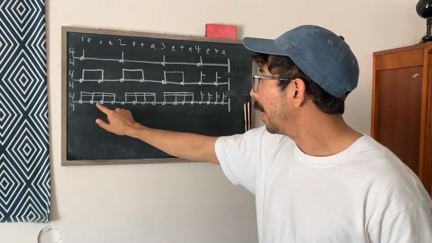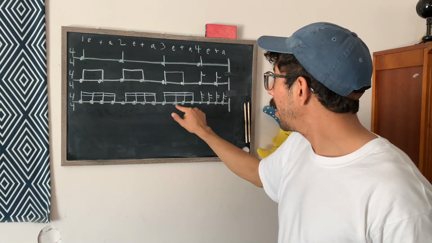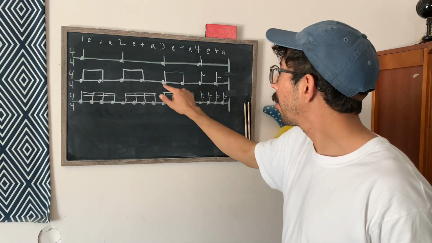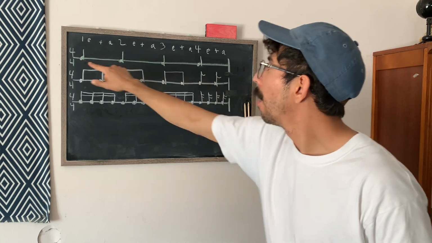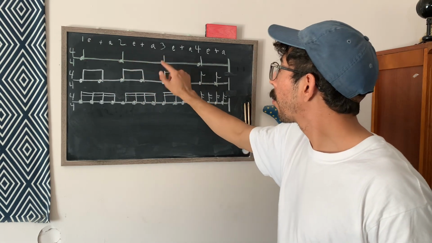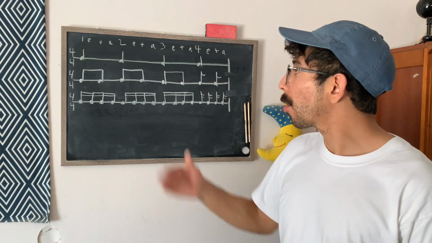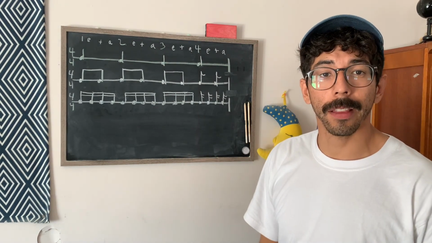So 1E and 2E and 3E and 4E and 1 and 2 and 3 and 4 and 1, 2, 3, 4. Now that is the difference between a quarter note, an eighth note, and a 16th note.